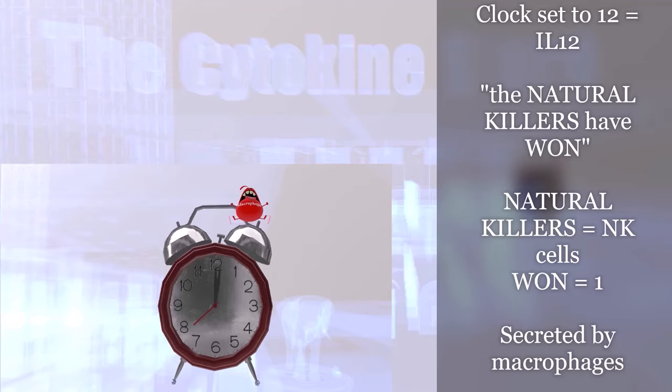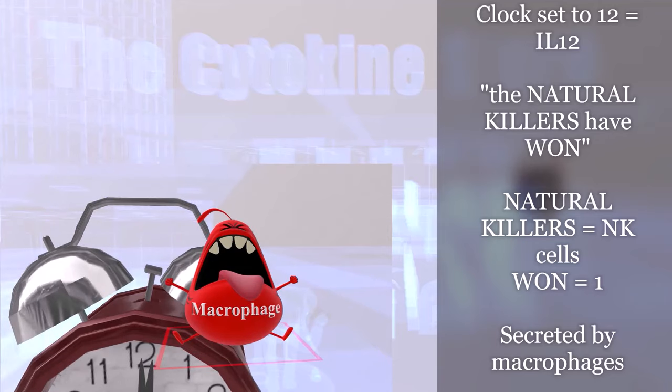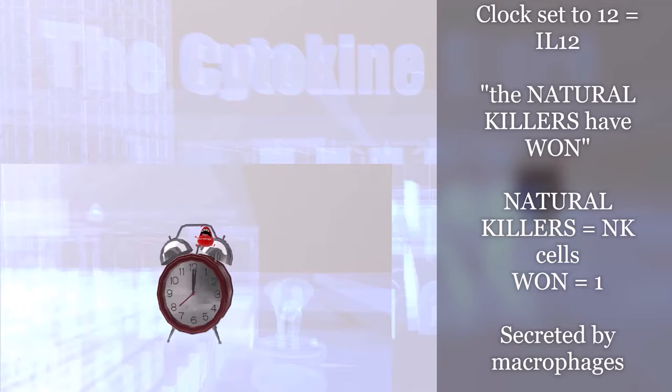And the macrophage that we see over here screaming on top of the alarm clock, I guess he's really bothered by the noises that it makes, reminds us that IL-12, just like IL-1, IL-6, and IL-8, is secreted by macrophages. It's now time to move to the parking lot to speak about a few more cytokines.